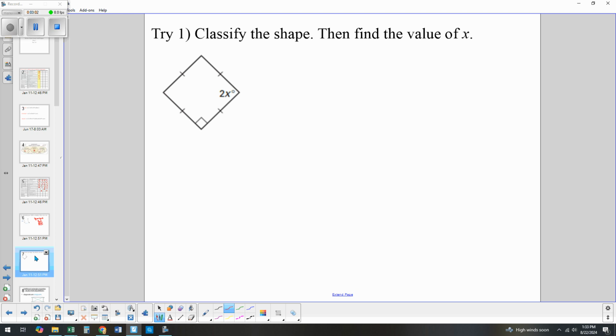So for this one, they want you to classify it and find the value of x. If you'd like to pause now and give it a try, the answers are posted online.